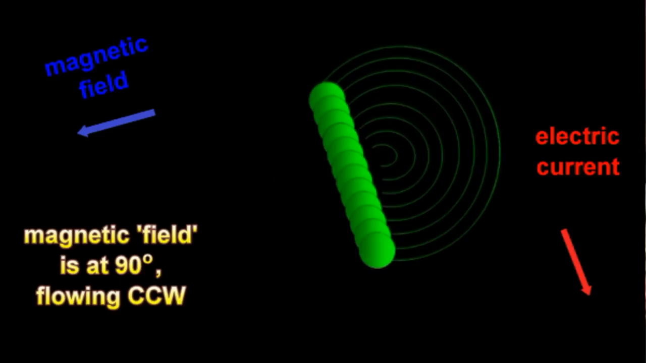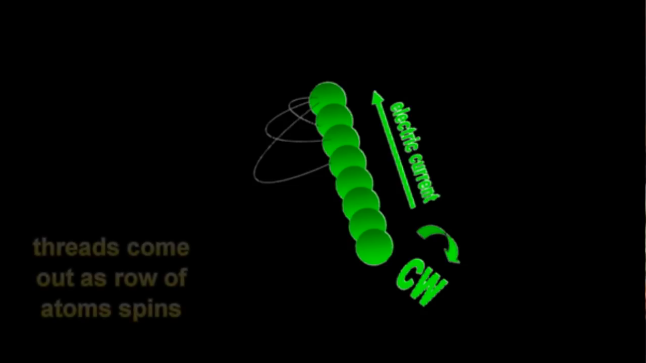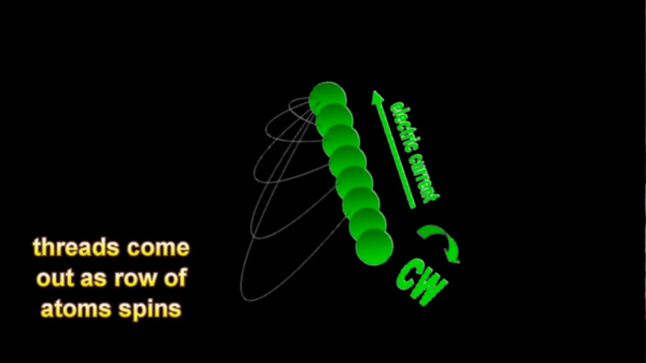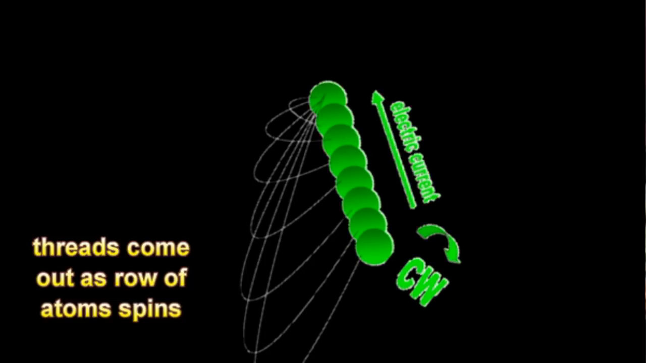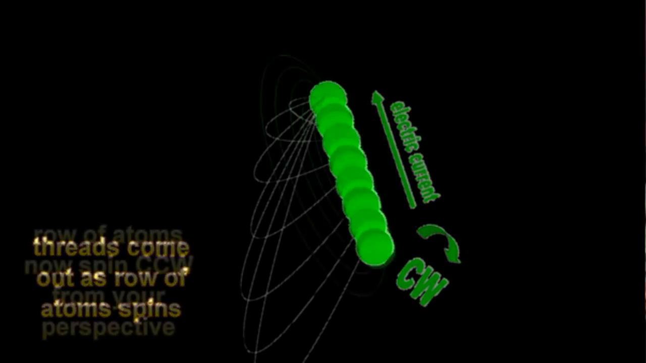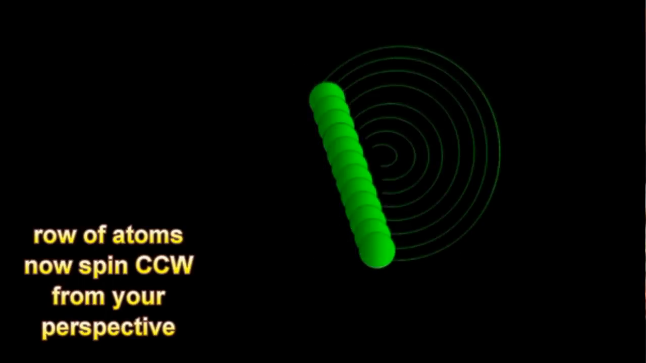Well, I showed you light. Here's electricity and magnetic field under the rope model. What we have here is a row of aligned atoms. You've got to really think of these as molecules, but let's look at them as atoms just for the sake of simplicity for the explanation.